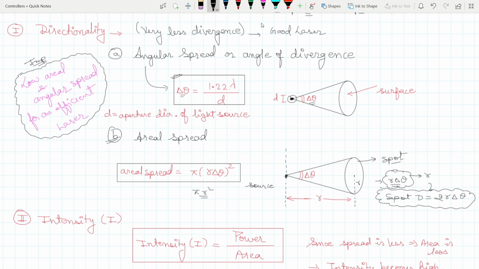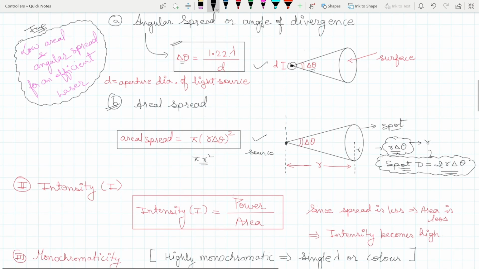At the last I have given one question based on the spot diameter, you can just find it with the help of this particular formula. So these two formulas are very important for the GATE exam. Over here I have given low areal and angular spread for an efficient laser.